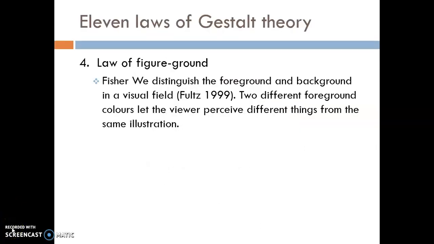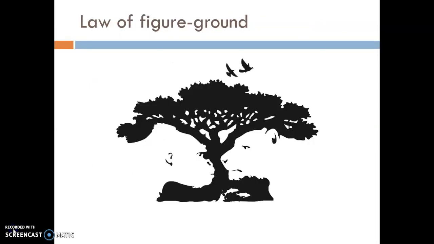Okay, number 4 is the law of figure ground, where there are two different foreground colors that let the viewer perceive different things from the same illustration. Basically, the figure ground principle is similar to the closure principle in that it takes advantage of the way the brain processes negative space. You have probably seen examples of this principle floating around in social media as part of a logo. Okay, your brain will distinguish between the object it considers to be in the foreground of an image, the figure or focal point, and the background, the area on which the figure rests, where things get interesting when the foreground or background actually contain two distinct images.